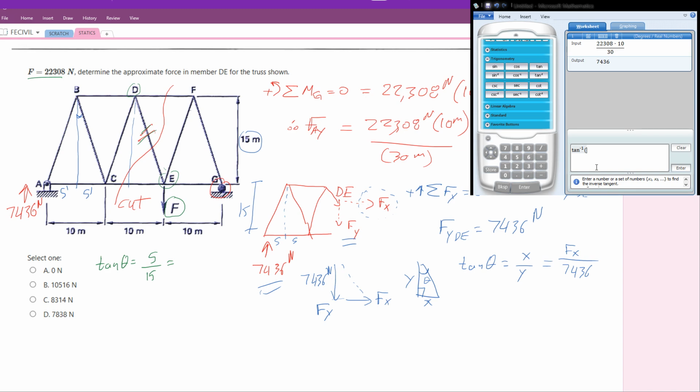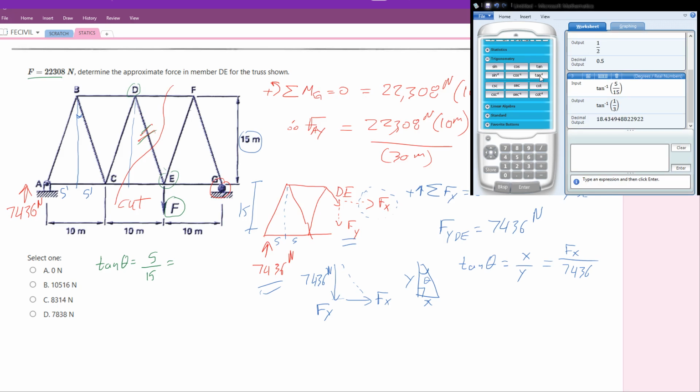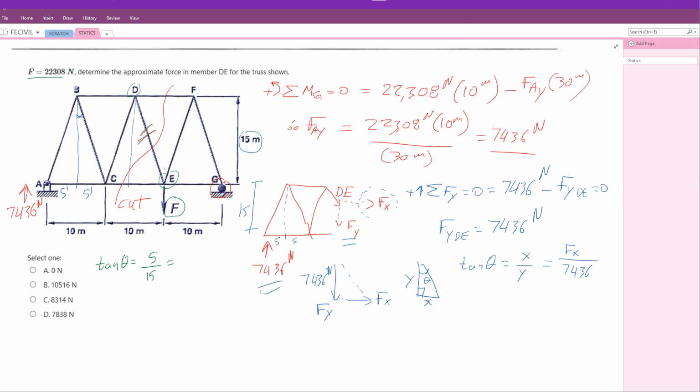Just do an inverse tangent of 5 over 15. But before that, let's see if it's actually in degrees. The easy way to find out is to put sine of 30 degrees, and it's going to give you a half, 0.5. Okay, it's 0.5, so now we know it's in degrees. We can now proceed with the inverse tangent of 5 over 15, which gives about 18.434 degrees.